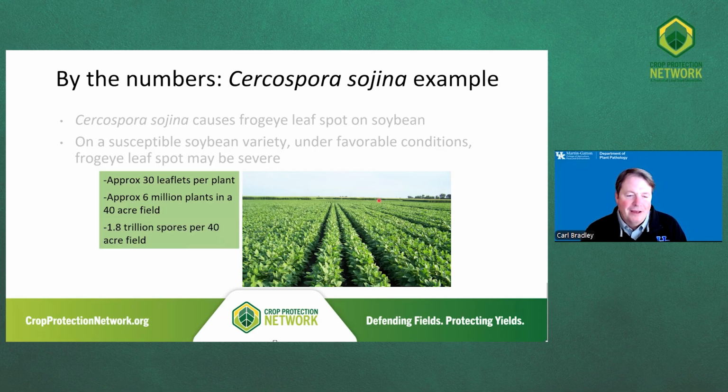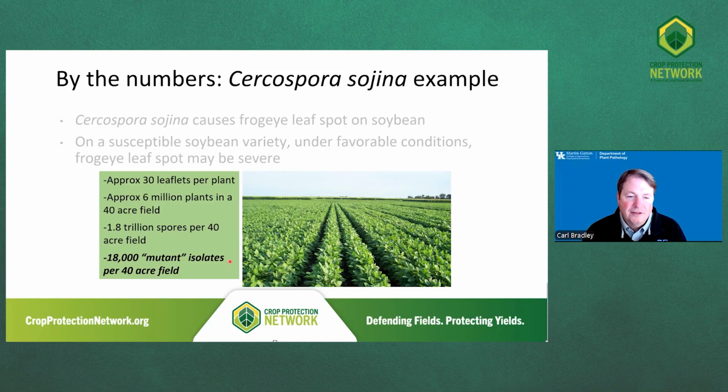We start doing the math with 100 lesions per leaflet, 100 spores per lesion, and then looking at 30 leaflets per plant, about 6 million plants in a 40-acre field. That means that we would have roughly about 1.8 trillion, with a T, trillion, spores per 40-acre field. Now let's think about that mutation rate. 1 in 100 million. If we do that math, that means that there could be 18,000 mutant isolates of this fungus in a 40-acre field.